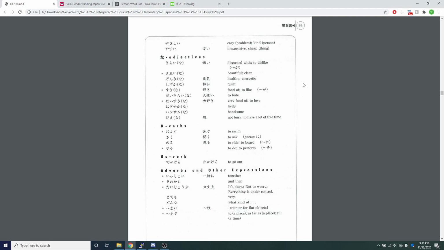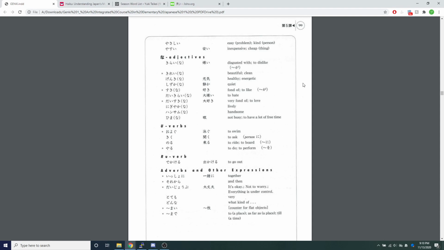Shizuka is quiet. So you'll often see this literally written on signs in residential areas, like shizuka ni suru, like please be quiet, because you're not really supposed to be too loud, like walking the streets in residential areas. So important word to know. Suki, or suki na mono, is to be fond of or to like something. So これが好きです, right? I like this. To hate is daikirai, and to love is daisuki. Just add dai to kirai and suki. Pretty straightforward.